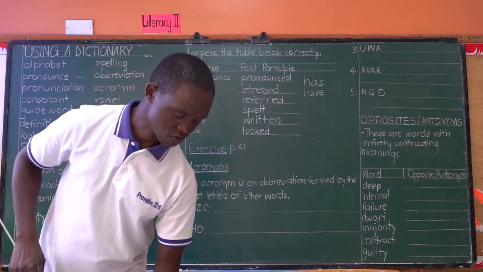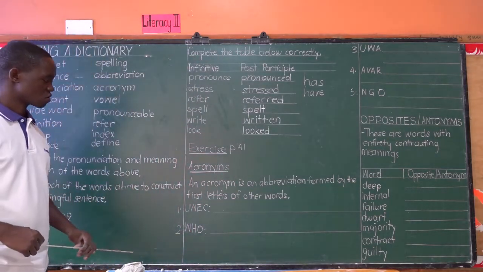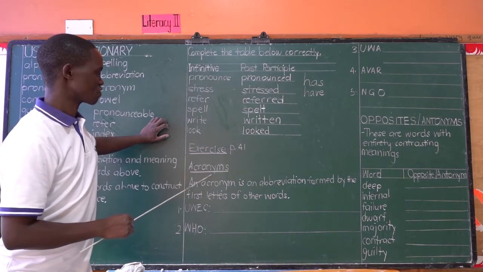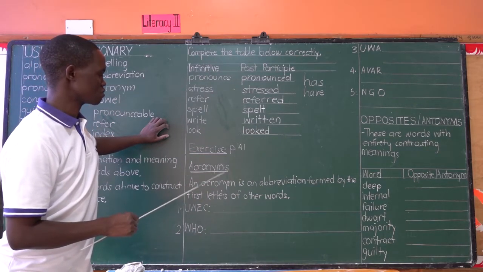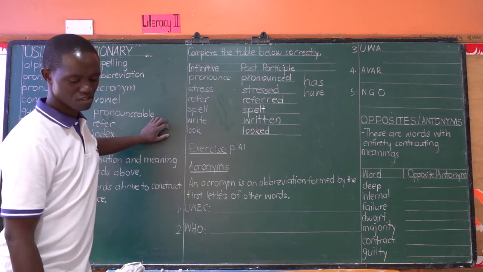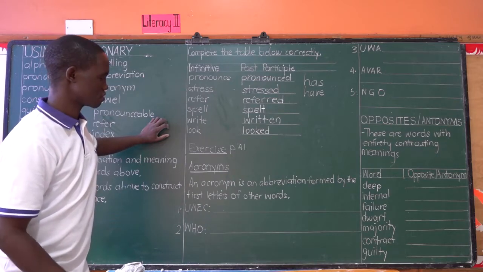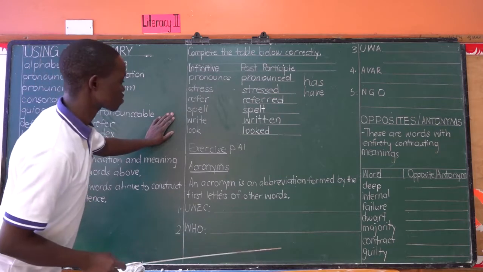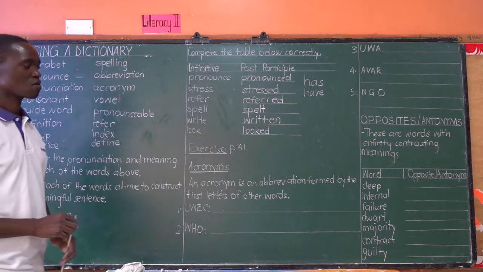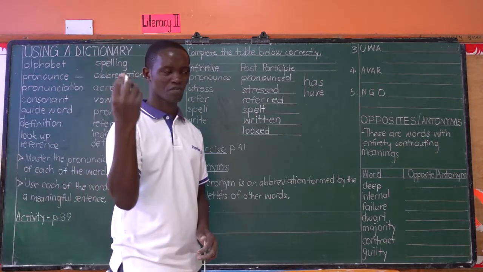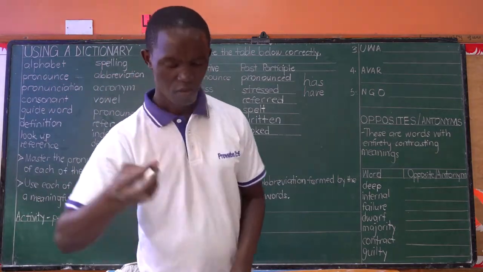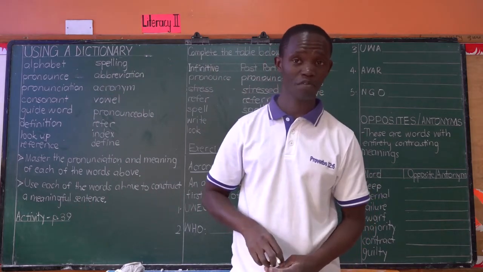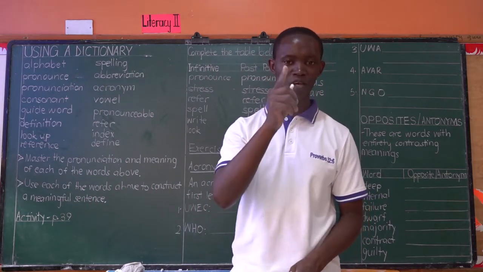So we have an activity about antonyms, not antonyms, acronyms. We have an activity about acronyms. And that activity, I think, is better we do it together. Yes, let's move together. But what is an acronym? First of all, it's an abbreviation formed from the first letters of other words. Think of an abbreviation that is formed from the first letters of other words, and that abbreviation is the one you call an acronym.